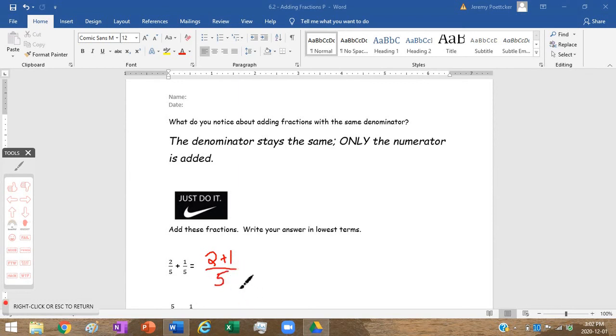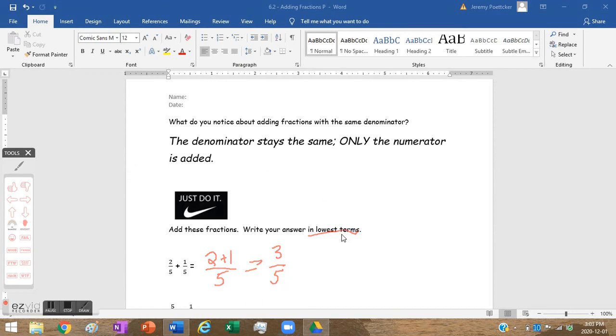That's our kind of middle step. That's showing me that you know that the denominator is going to stay the same. It's still going to be 5, and the only thing we're adding is the two numerators. So 2 plus 1 is 3. And my answer is 3/5. Then I look to see, is this in lowest terms? In this case, yes it is. I cannot divide 3 and 5 by the same number to make it smaller. And so I'm done. Your turn now to do the last two.